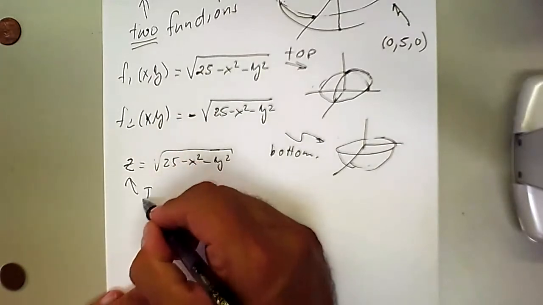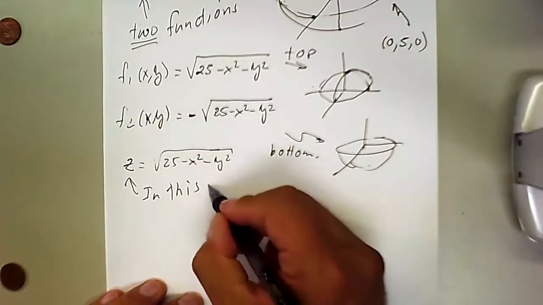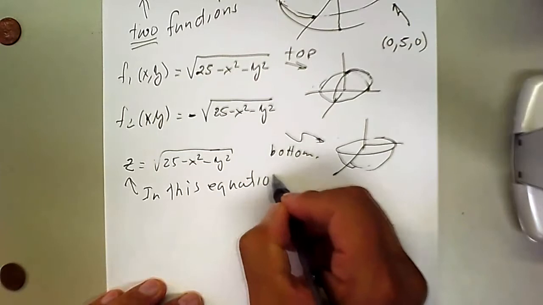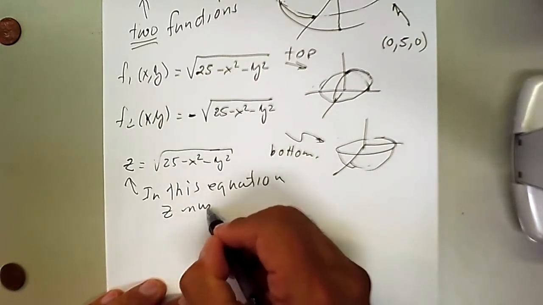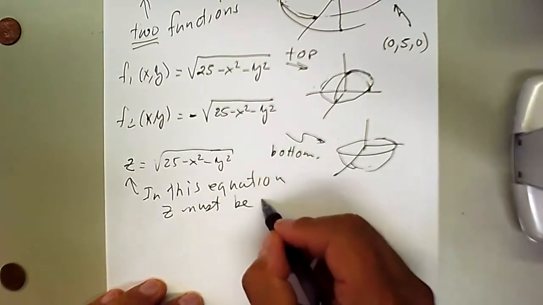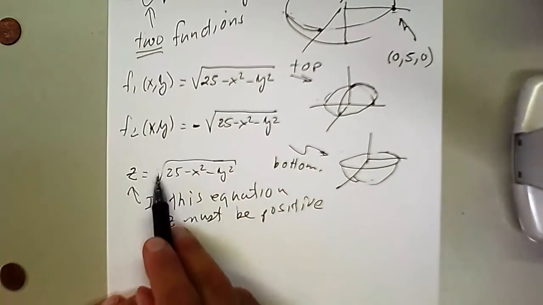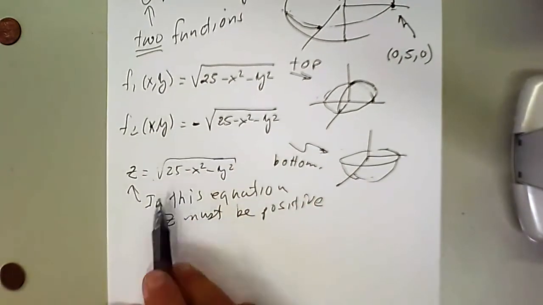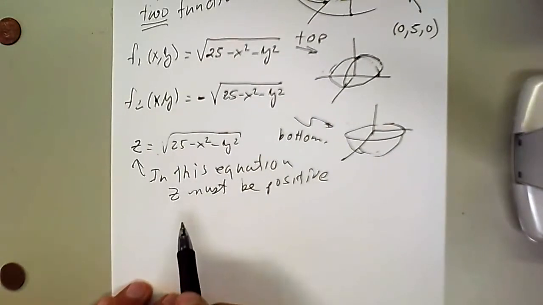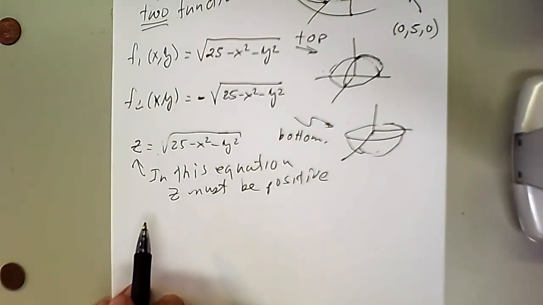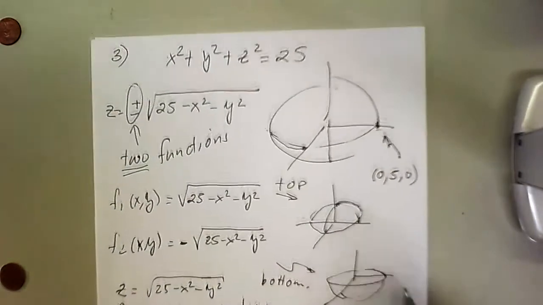So in this equation, z must be positive. Why? Because there is no negative. The square root by itself represents the positive square root of the number. Yep. So this is example 3.